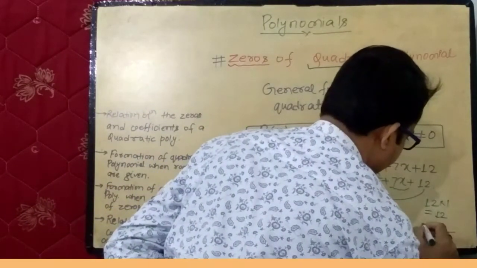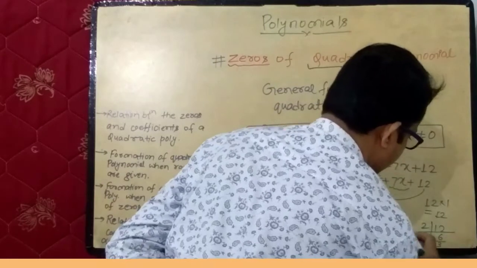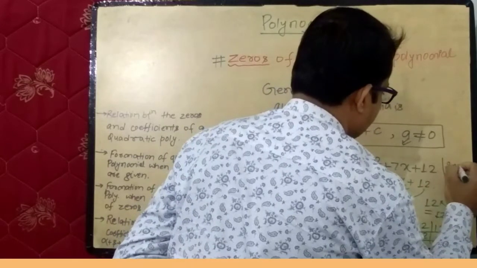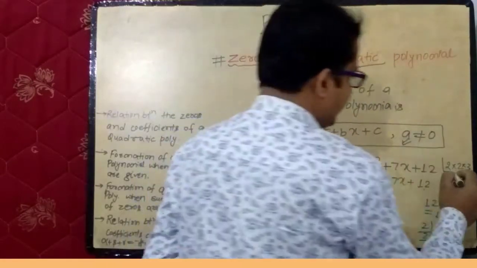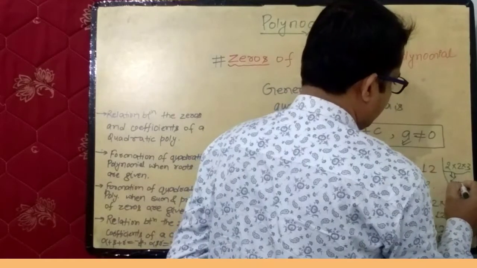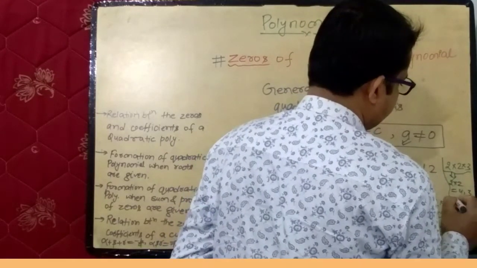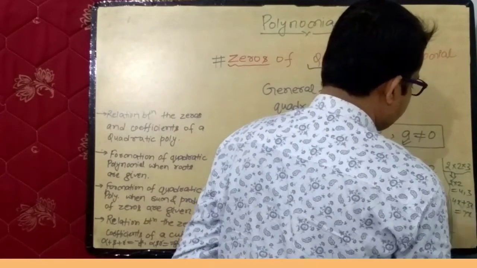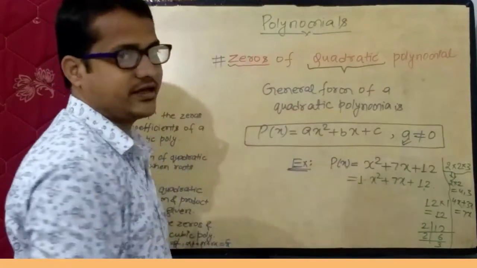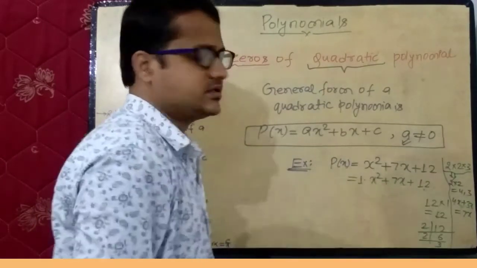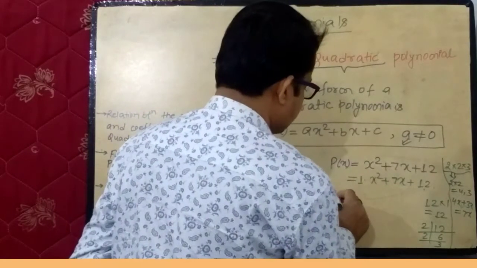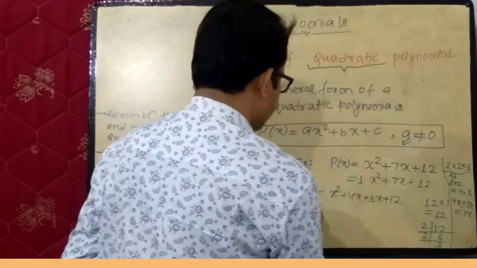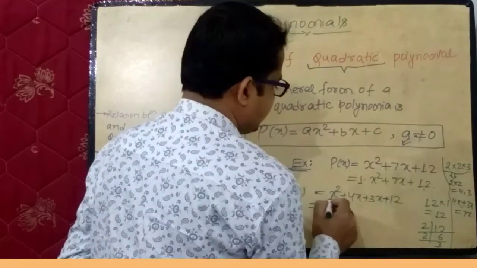While factorizing it, you will get 2 into 2 into 3. Now we can arrange this term like 2 into 2, that is 4, and 3. If you are adding 4x add up 3x, then you are getting 7x. So we can write 7x as 4x add up 3x. That is x square add up 4x add up 3x add up 12. That is p of x.